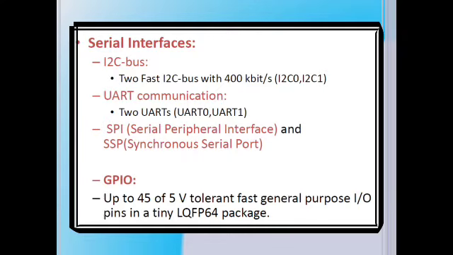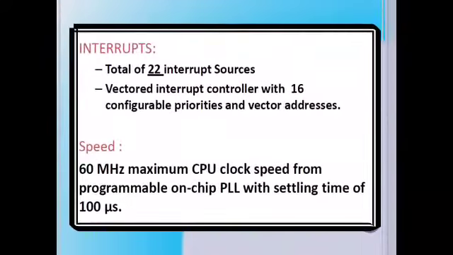Then it is provided with general purpose IO: 5 volt tolerant fast general purpose IO pins, 45 general purpose IO pins in this 64-pin package. It has 22 interrupt sources with 16 vectored interrupt controllers. The speed of this is 60 MHz CPU clock speed from a programmable on-chip PLL with a settling time of 100 microseconds. These are all some important features.